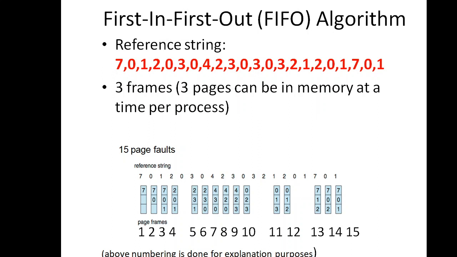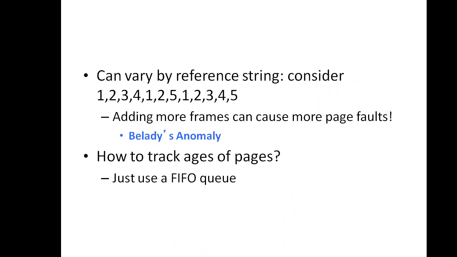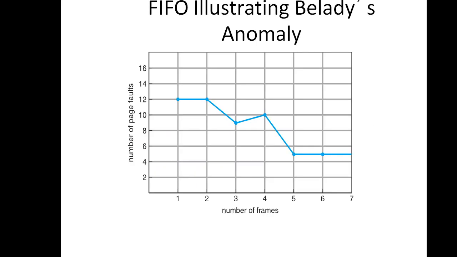To understand the problem with the FIFO replacement algorithm, we can consider one more string, that is the string written over here: 1, 2, 3, 4, 1, 2, 5, 1, 2, 3, 4, 5. In the next slide there is a graph given, with reference to the number of page faults and the number of frames.